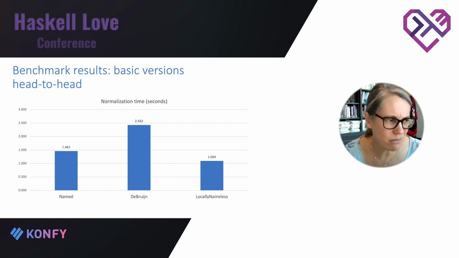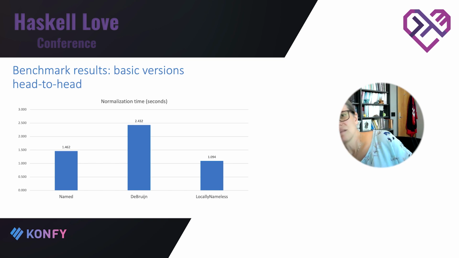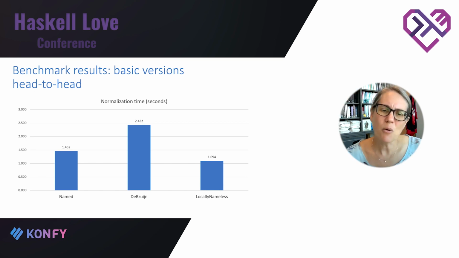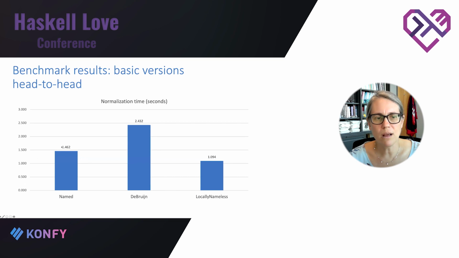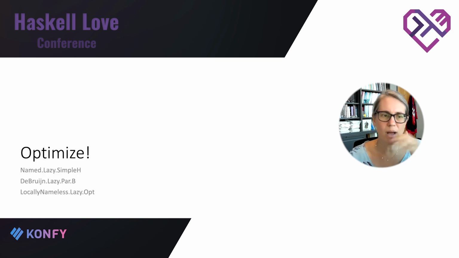Of course, we know we can do better. We should try to optimize. And how are we going to optimize these implementations? How do we create faster versions that still fundamentally look the same? They're still going to look like I'm using names, or the de Bruijn indices, or locally nameless. I don't want to have to change any of the reduction code. All of the difference should be internal. So what kind of optimization can I do?